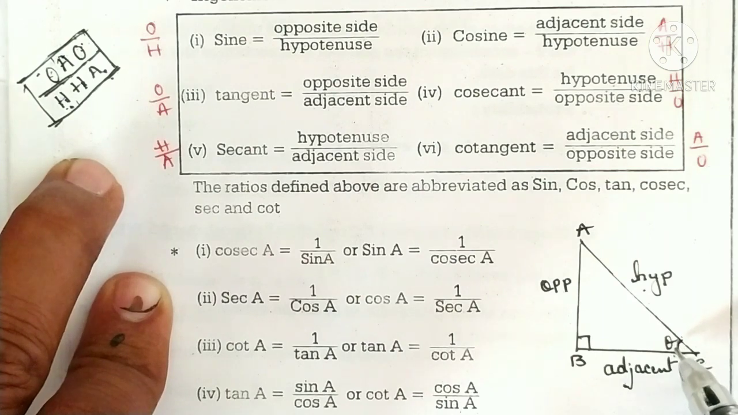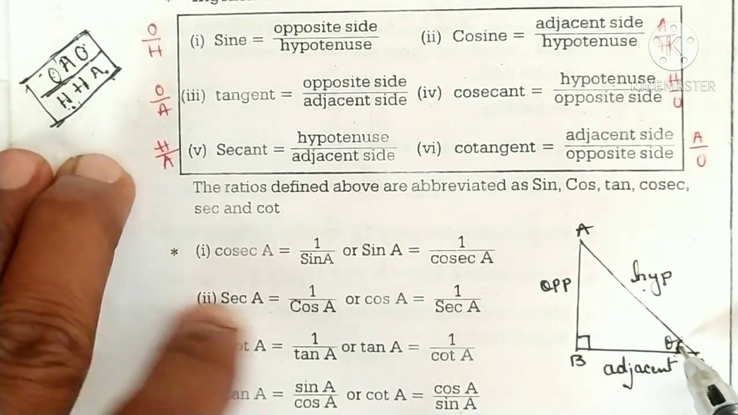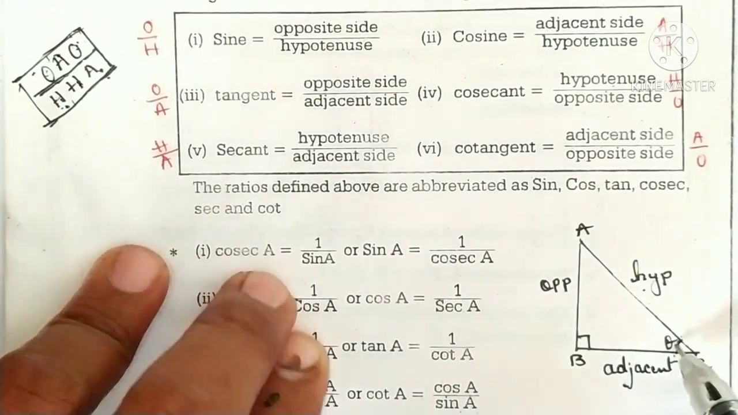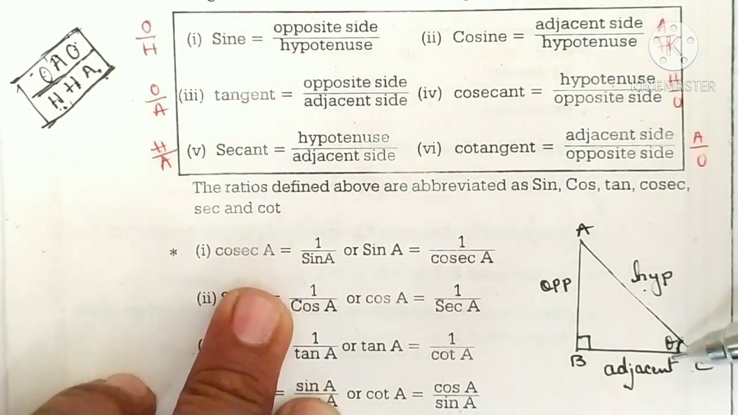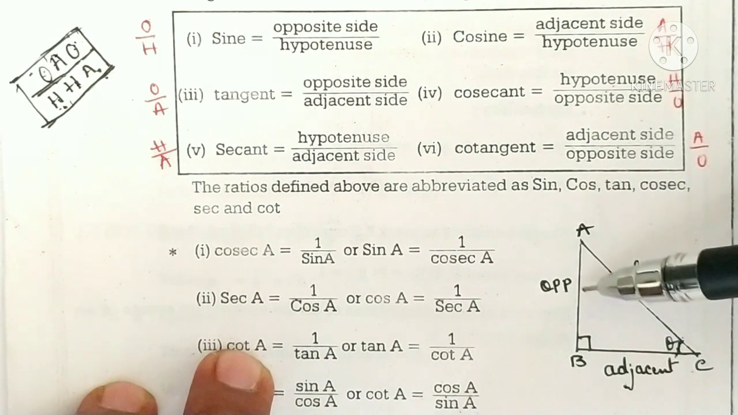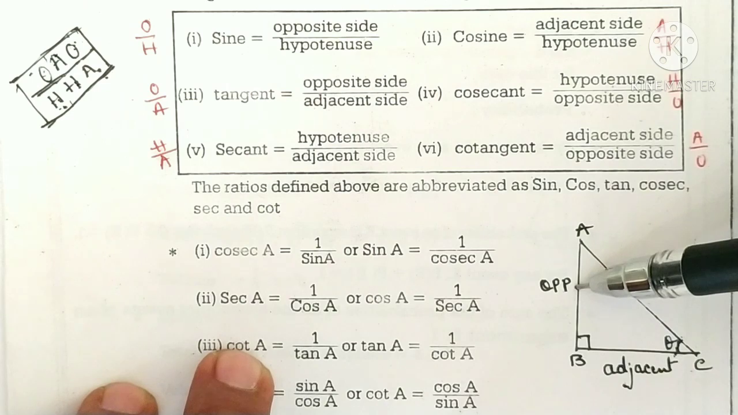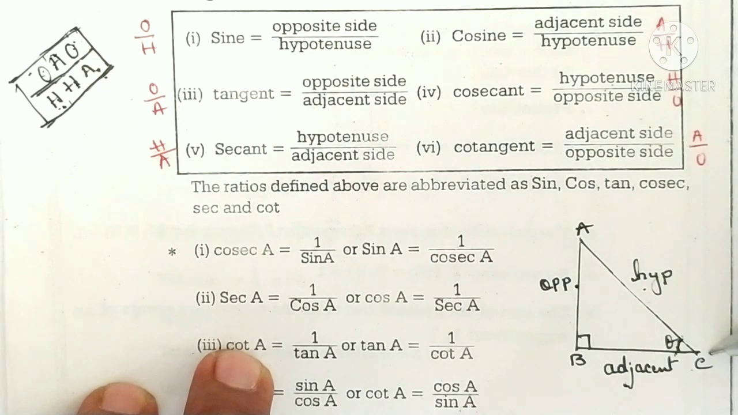That means sine, how to find here? The side opposite to angle theta. The opposite side to this angle is AB. Opposite by hypotenuse, so AB by AC.